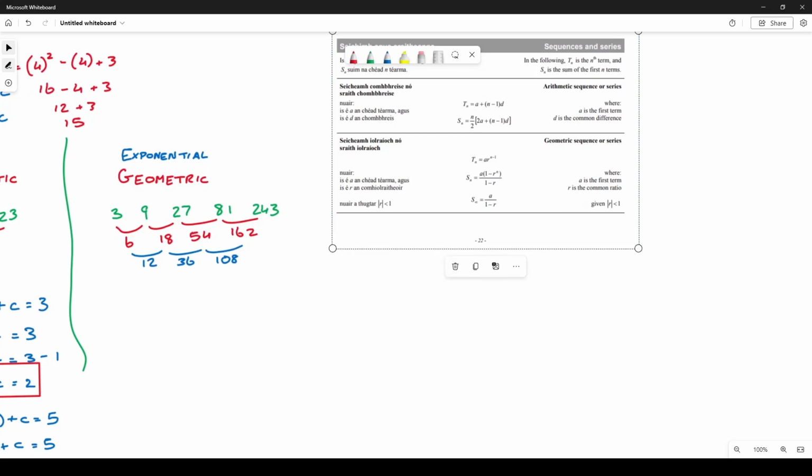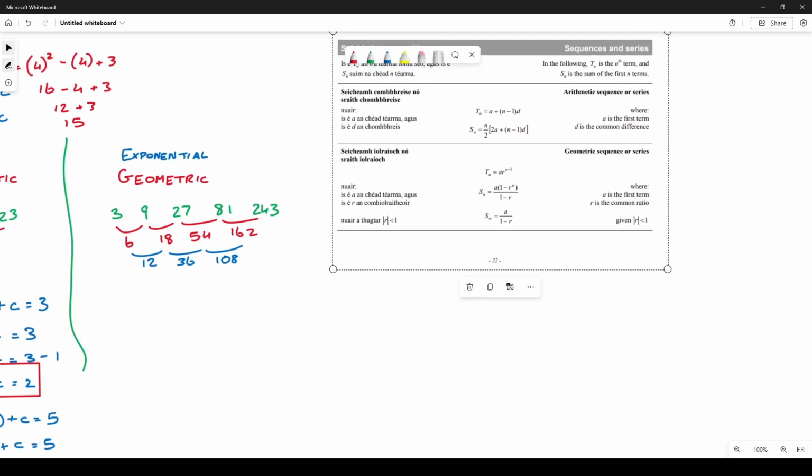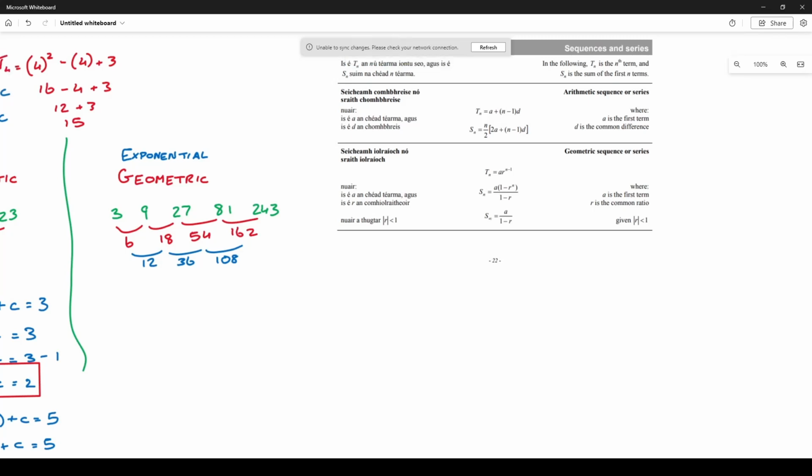Basically, for honors level Leaving Cert students, the same thing kind of applies with the Tn and the Sn formula for geometric series.